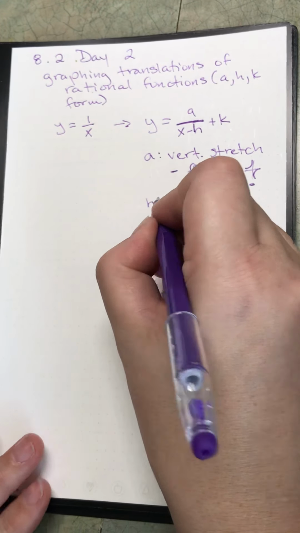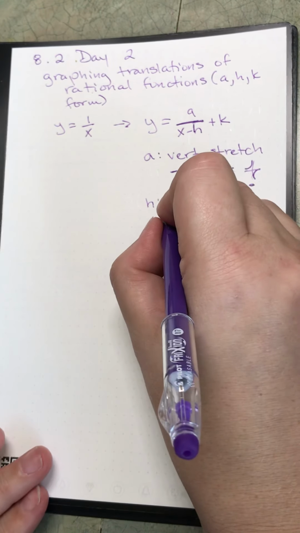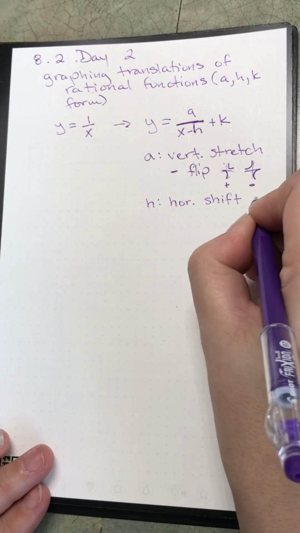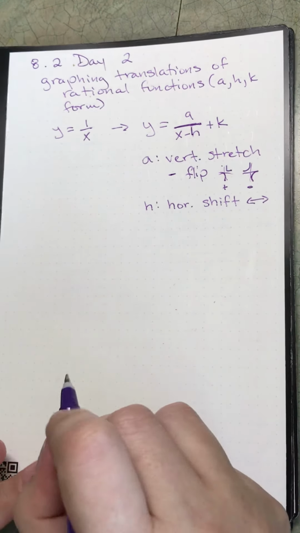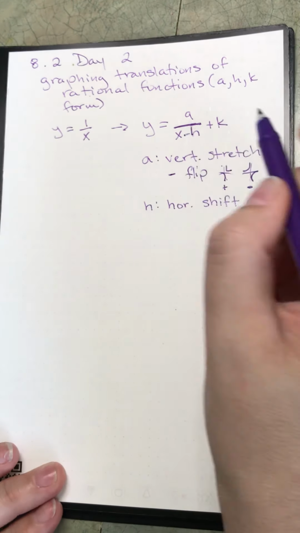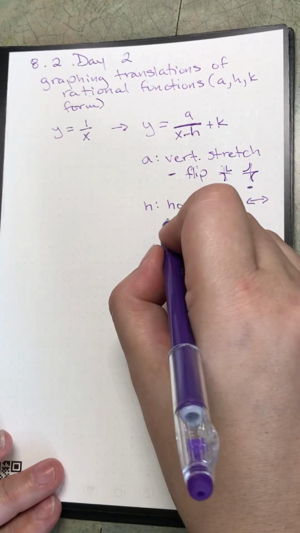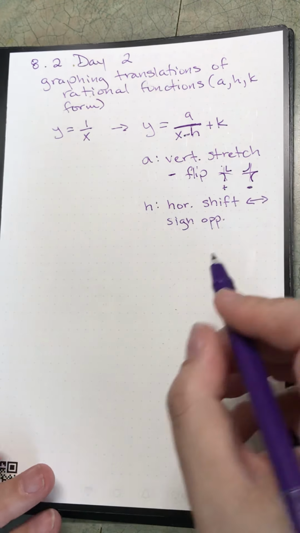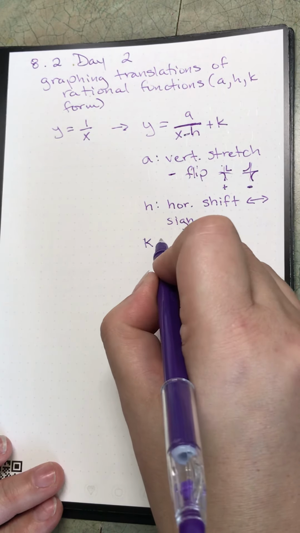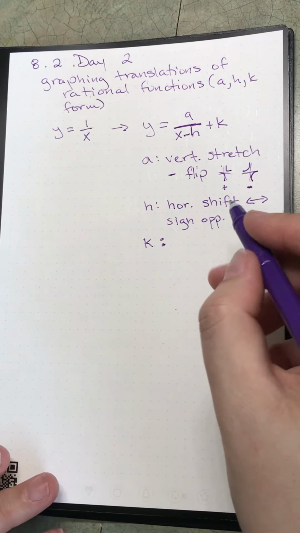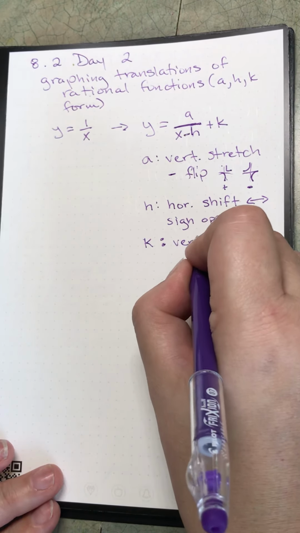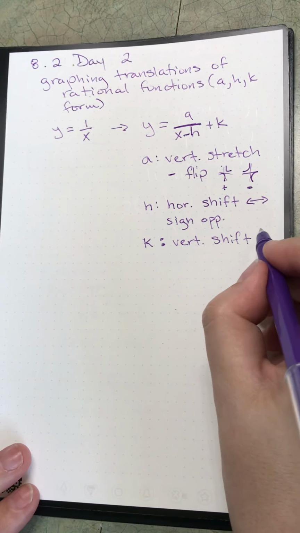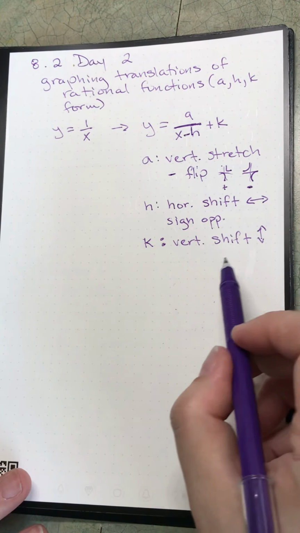Our h is our horizontal shift. So that's going to move it left to right. And remember, because we have this negative in the original equation, the sign is the opposite. And then our k is our vertical shift. Okay, so that's going to shift the whole thing up and down.